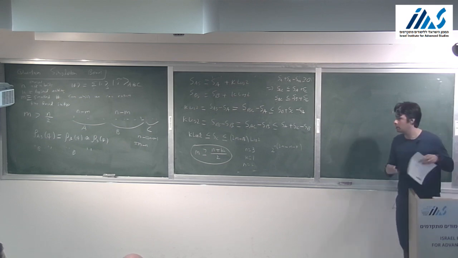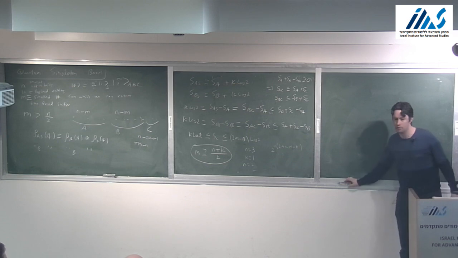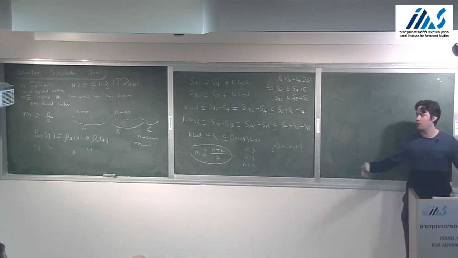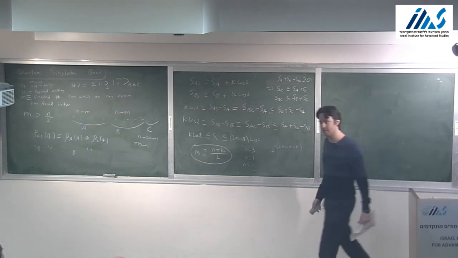All right, so that was all I wanted to say about the general properties of quantum error correcting codes. So now let's try to apply what we learned to holography.